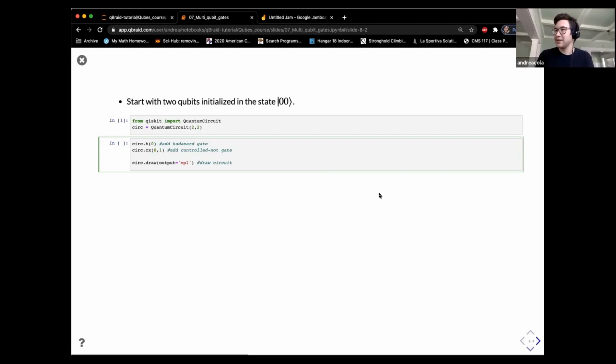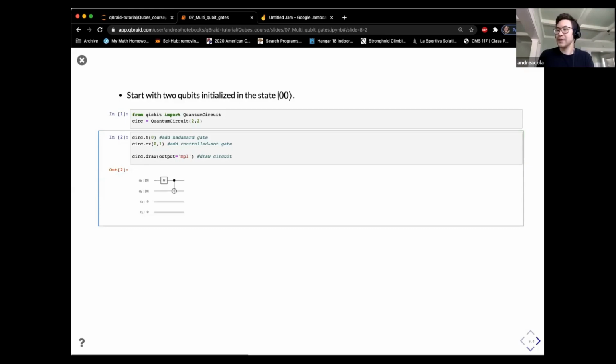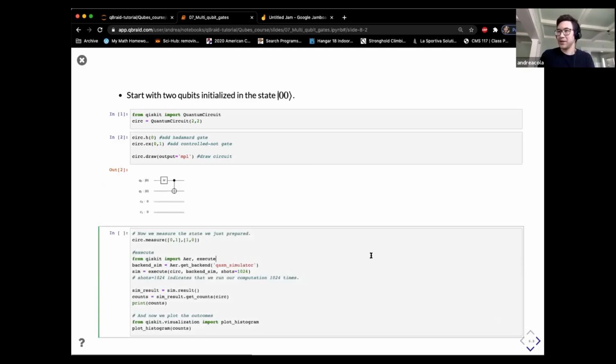Okay. And let's draw the circuit. I'll tell you in a moment what a C0 gate is, because you haven't seen what that means. But for now, let's just create an EPR pair. This circuit here creates an EPR pair. It's very simple. You do a Hadamard and a C0.